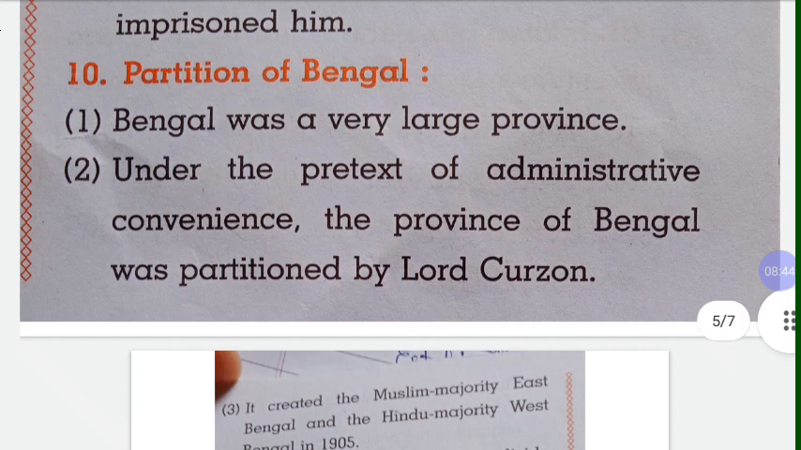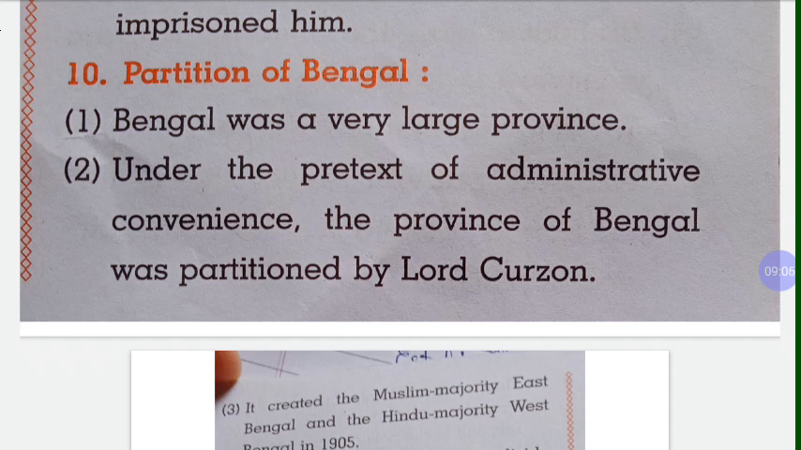Partition of Bengal. As I told you, one policy was started, that is the divide and rule policy. Now we'll study what the divide and rule policy is in this chapter. Bengal was a very large province. Under the pretext of administrative convenience, the province of Bengal was partitioned by Lord Curzon. So who partitioned Bengal? Lord Curzon. See students, their intention, उनका मकसद कोई और था.